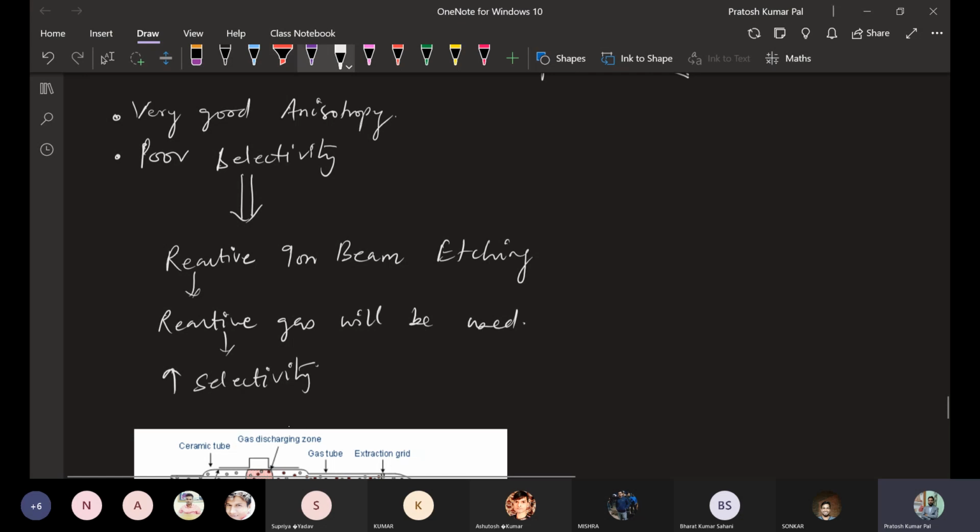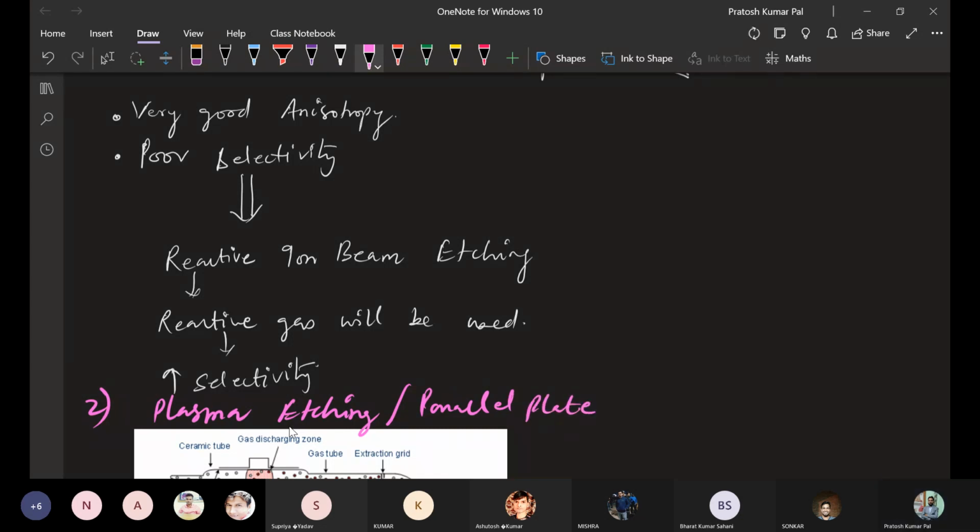The next method, the second one, is called plasma etching. This plasma etching is also called parallel plate anode.